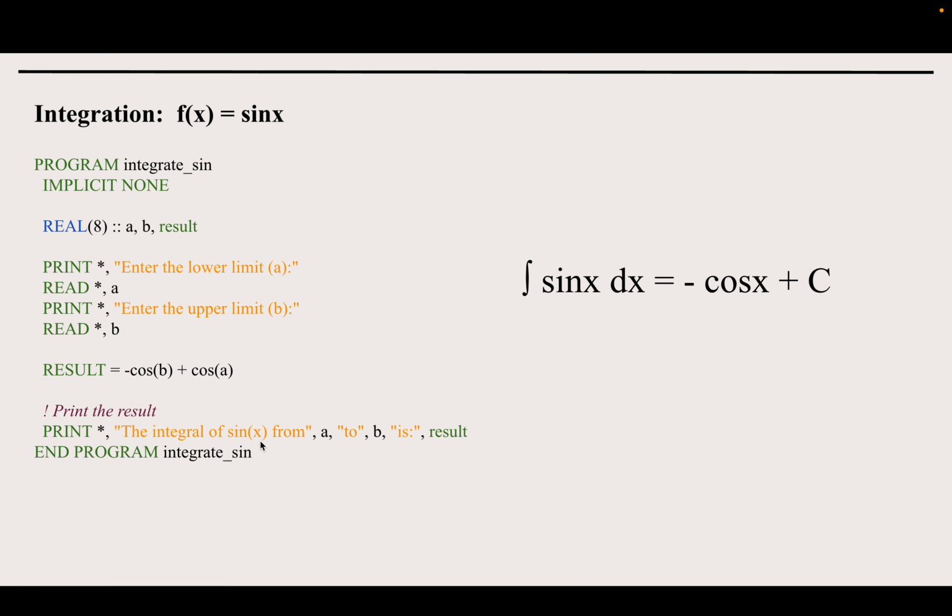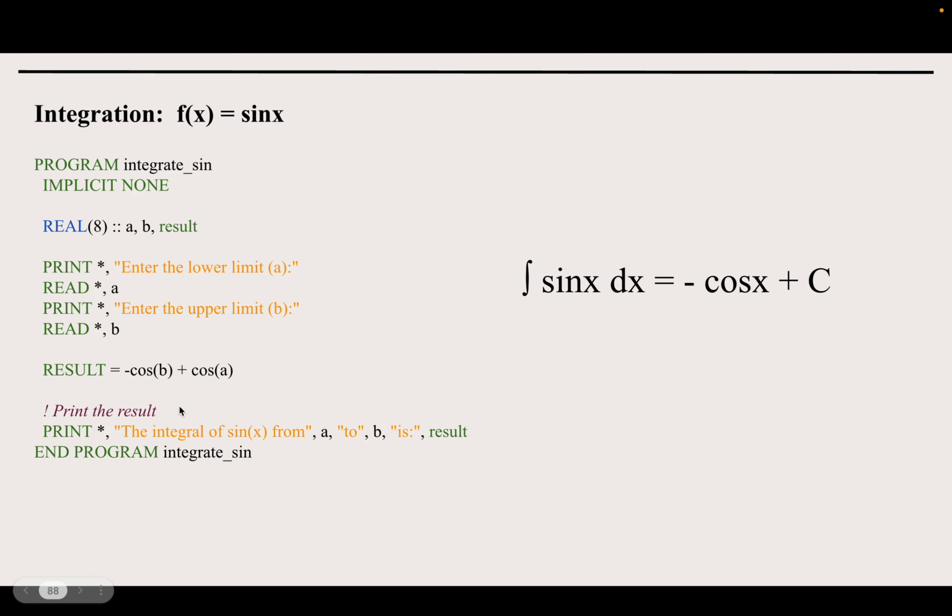So this is very simple code. Here we have not taken any such function; rather, as we know that the sin x integration is minus cos x, we are simply putting the value of the upper limit and lower limit in the place of cos x, and we are getting our result.